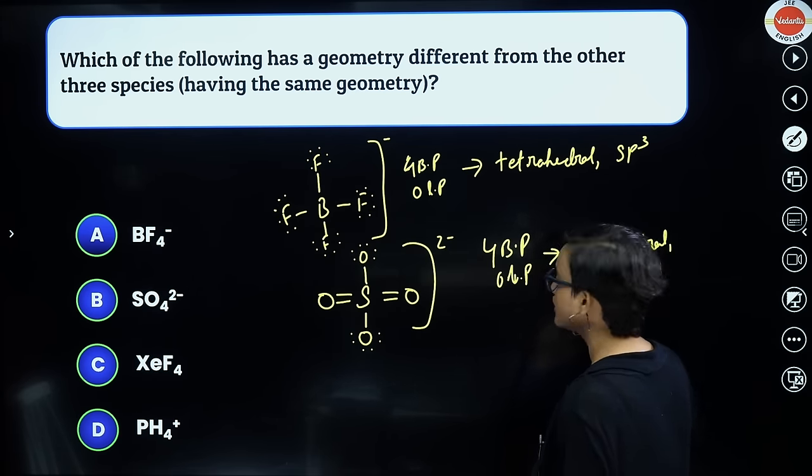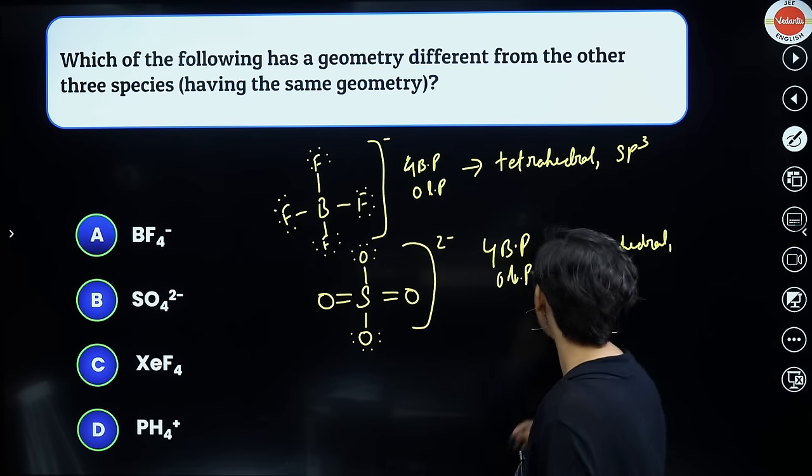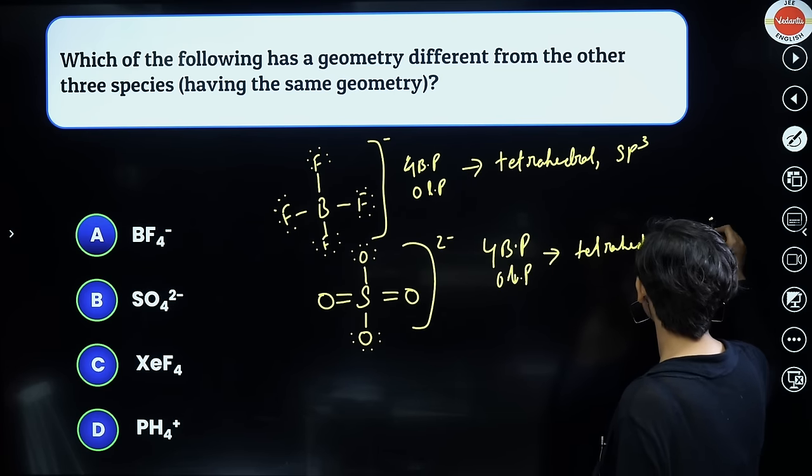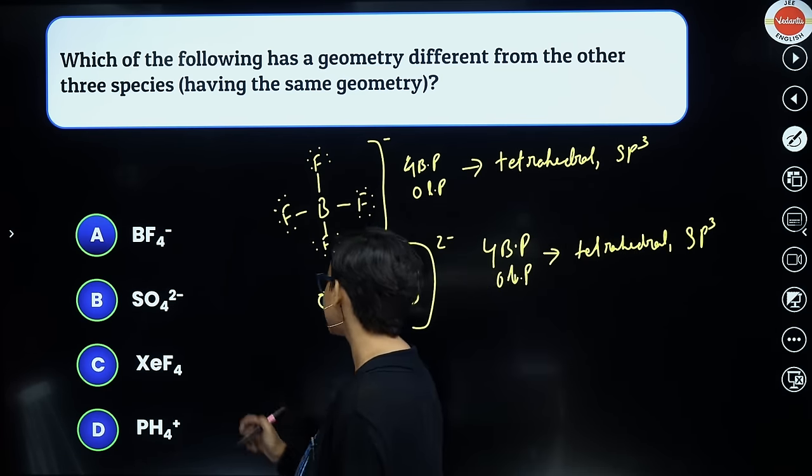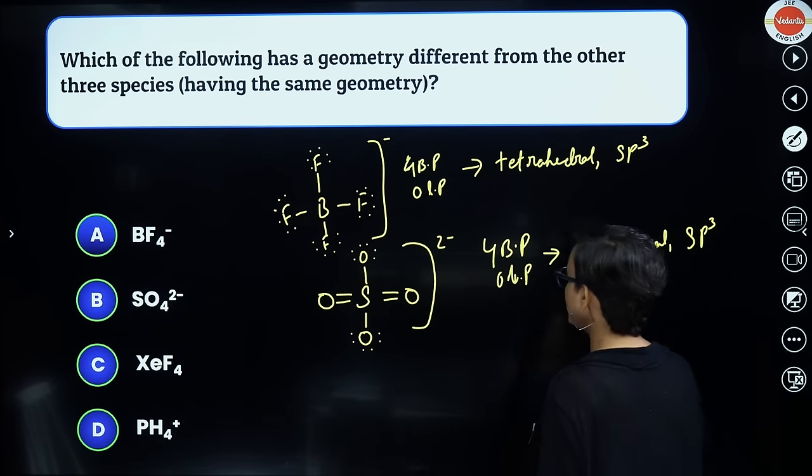Tetrahedral. Yes. All right, everybody. Tetrahedral. Once again, what do I write? sp3 hybridization. Correct. Great. For XeF4, let's do it.